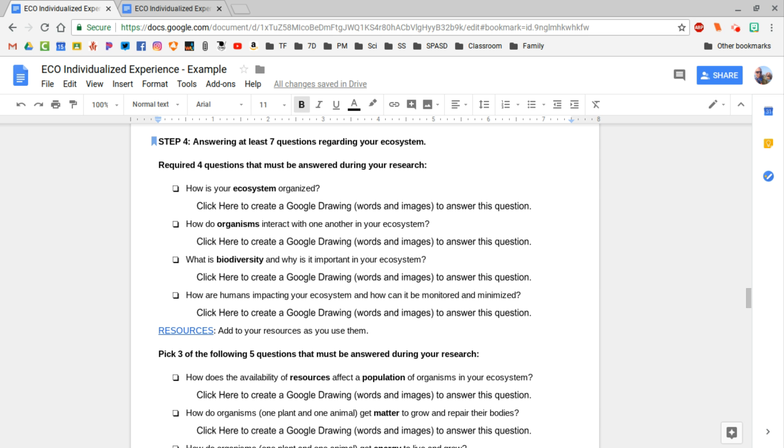The second one is, how do organisms interact with one another in your system? So this is kind of going back to step 3. This is where you'd be drawing and writing a little bit more about how your ecosystem, how the organisms, these are living things, interact with each other.